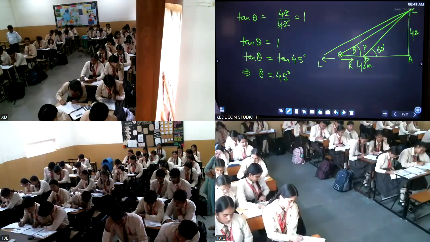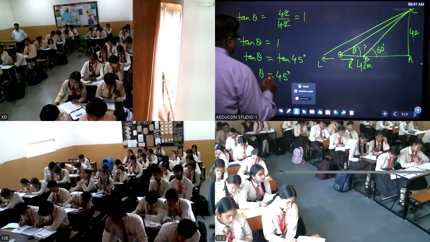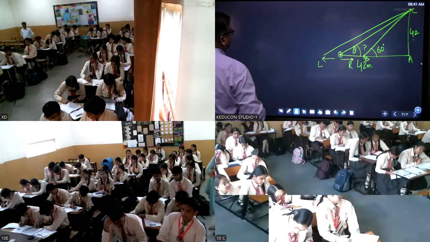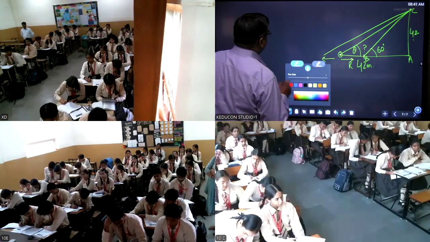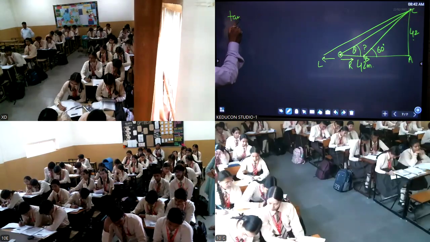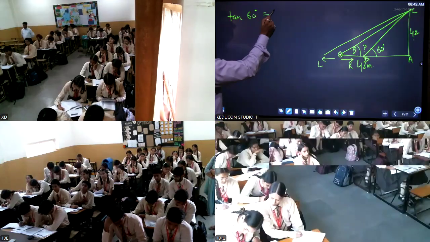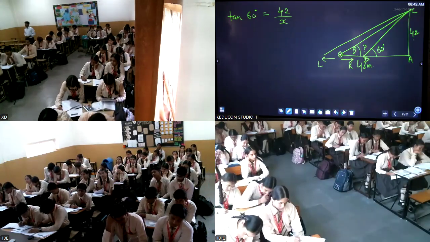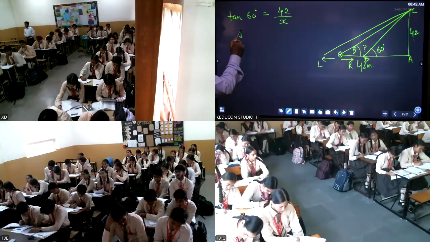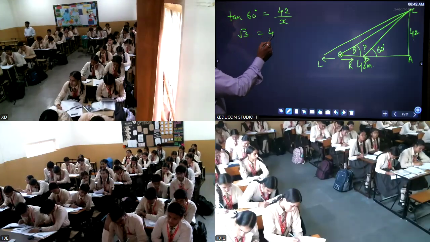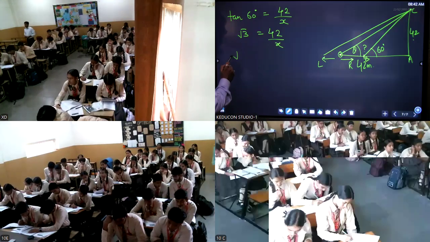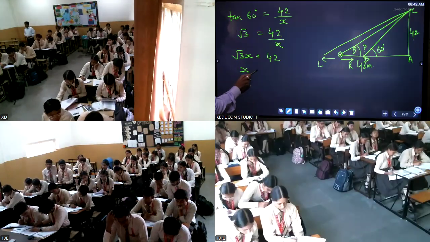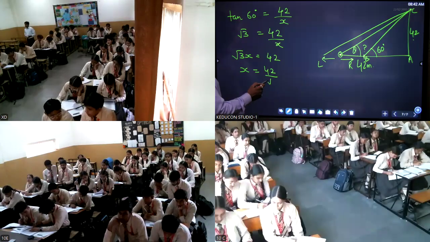हाँ जी बच्चों, कितना आ गया? 48. अभी देखिए ना, अब आपके पास tan 60 हो गया. आपको बेस निकालना है और हाइट गिवन है. तो परपेंडिकुलर अपॉन बेस, लेट्स से दिस इज x. व्हाट इज द वैल्यू ऑफ tan 60? √3. सो क्रॉस मल्टीप्लिकेशन किया बच्चों. सो द वैल्यू ऑफ x इज 42 बाय √3.